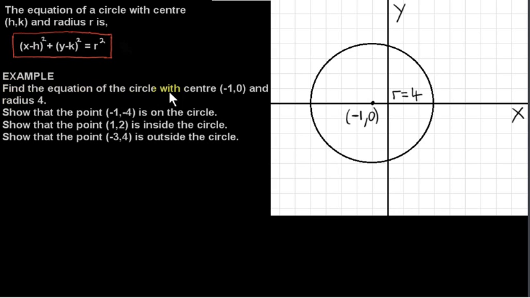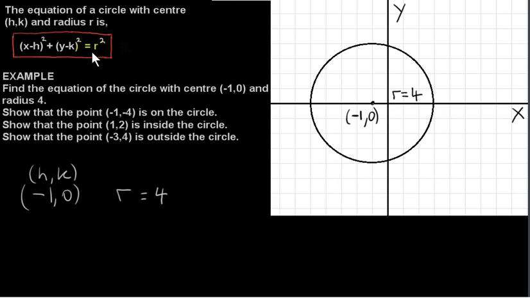Find the equation of the circle with center (-1, 0) and radius 4. Here's the circle. The center is called (h, k). The radius is r, and r is 4. The distance of this point to this point is 4 units, as you can see.